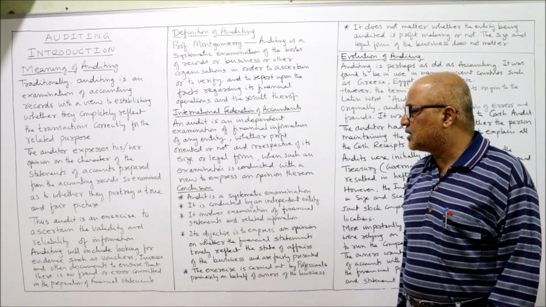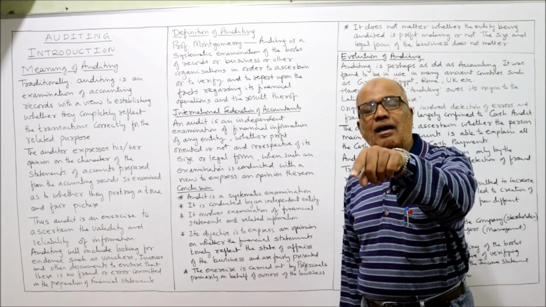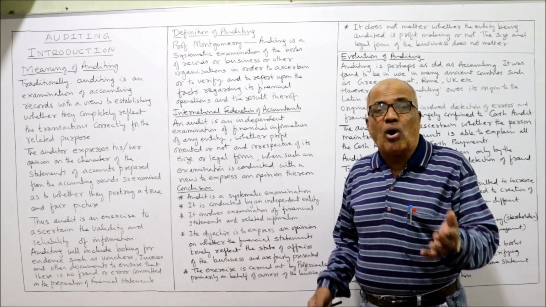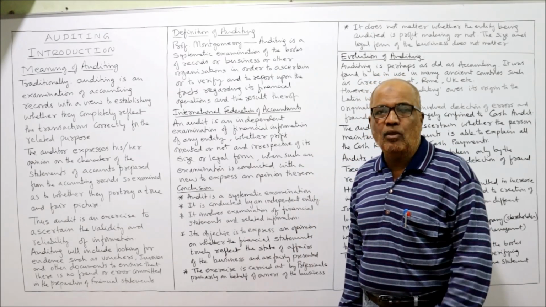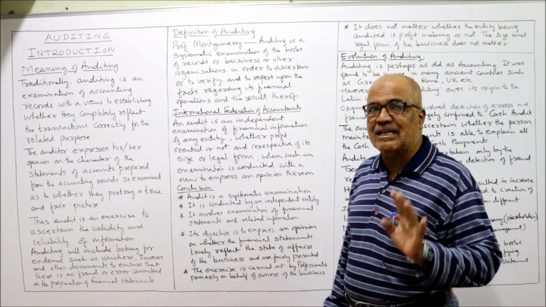Secondly, it is conducted by an independent person. Remember, auditing will not be done by the same person who is maintaining the accounts. There is no purpose at all. So auditing should be done by a professional, independent person, not related to the business, who should not have any interest in the business.